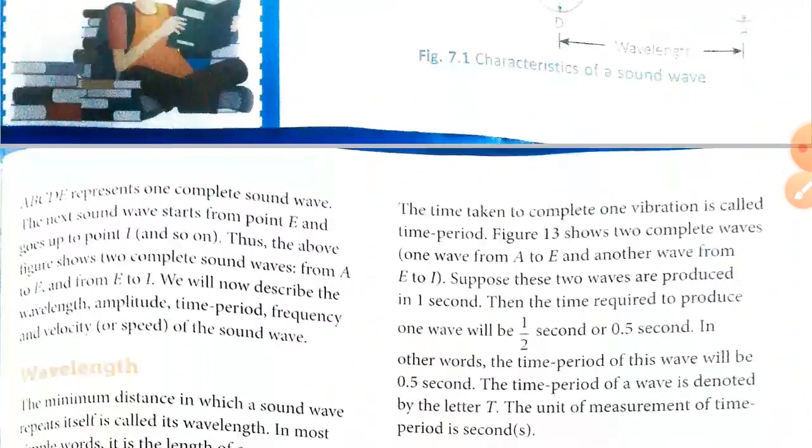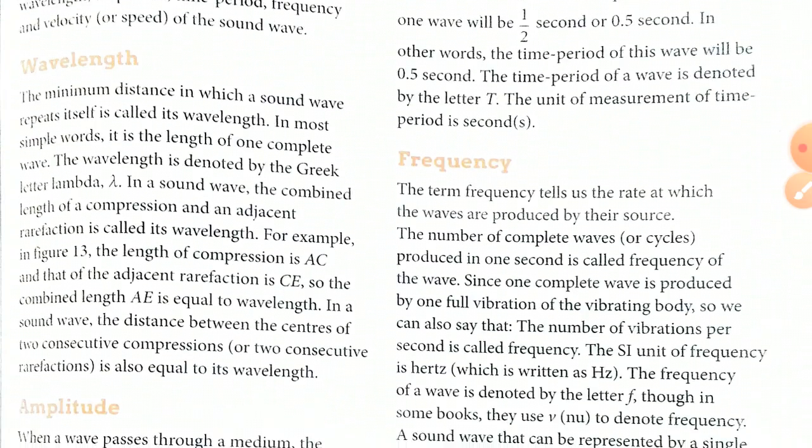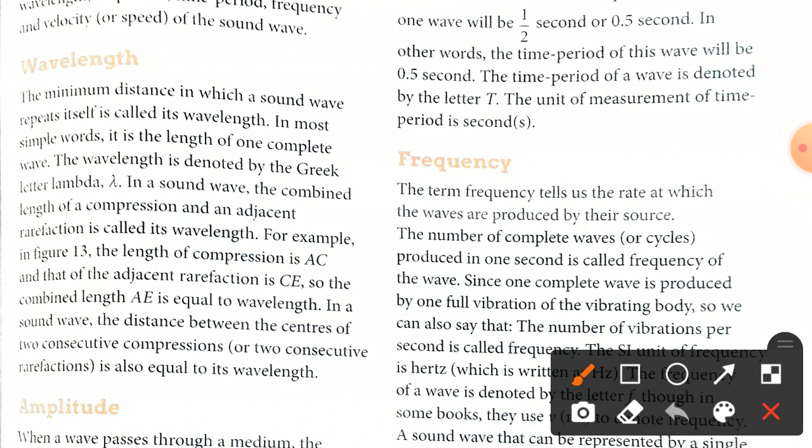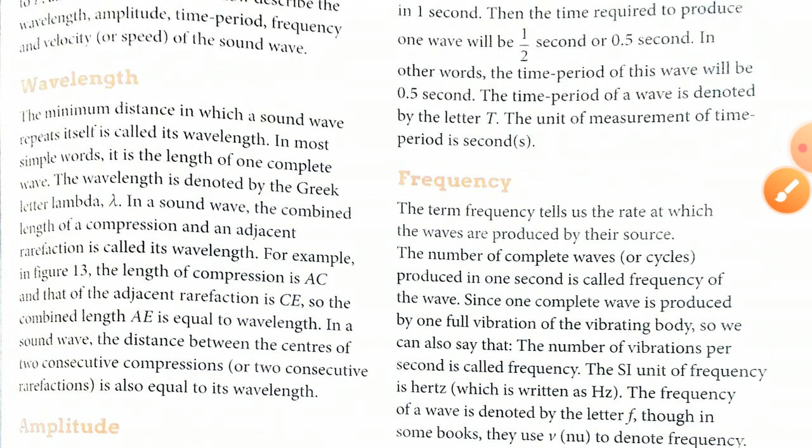After completing this, I will show you the figure. The length of compression is, I think, written wrong. The figure is 7, not 13. So the length of compression AC and that of the adjacent rarefaction CE, you can see from the figure here.